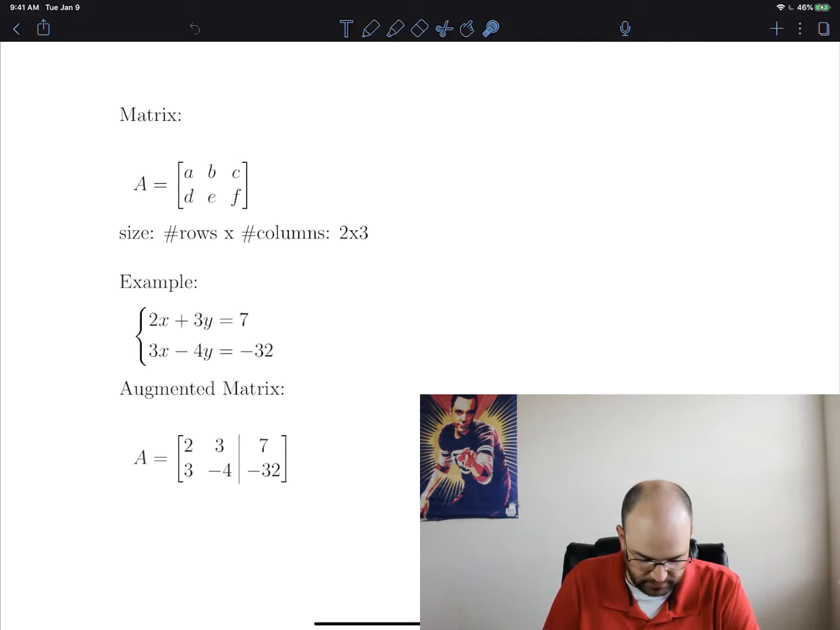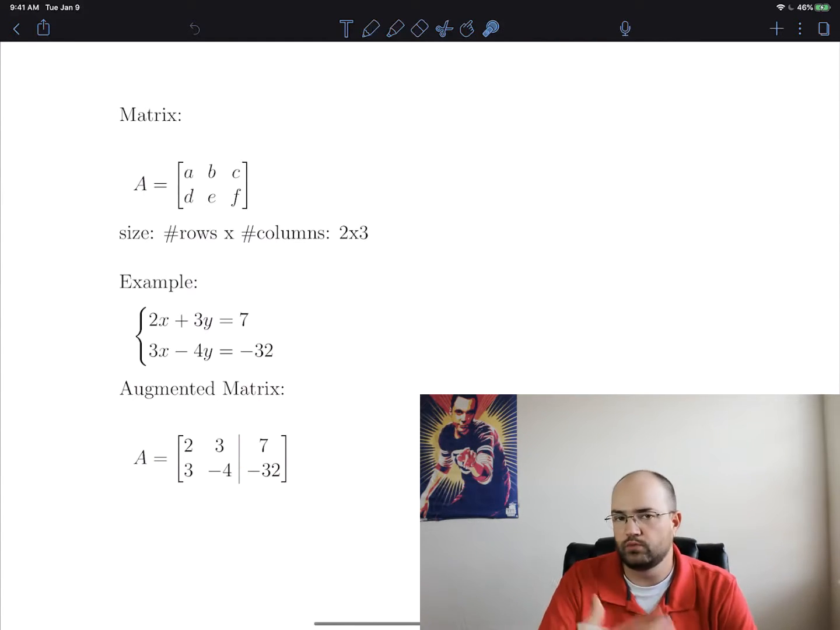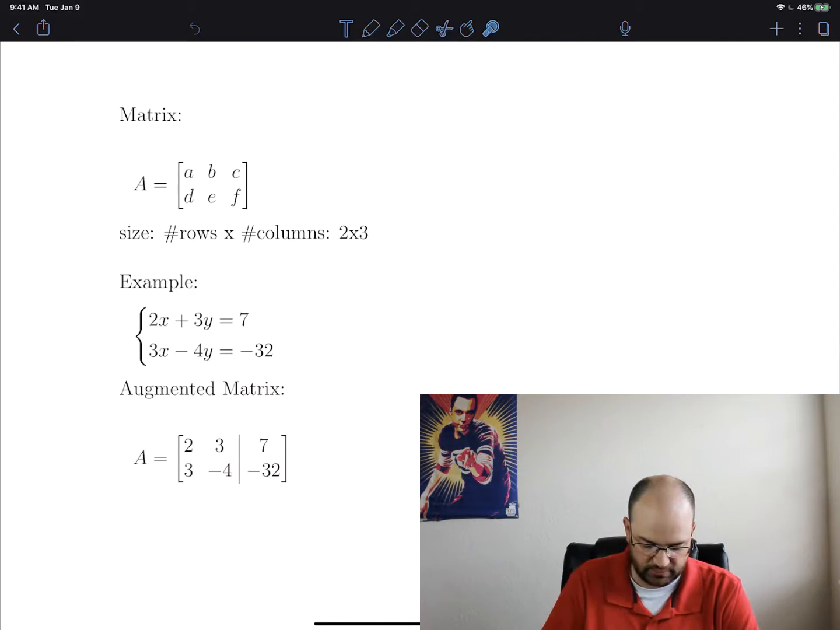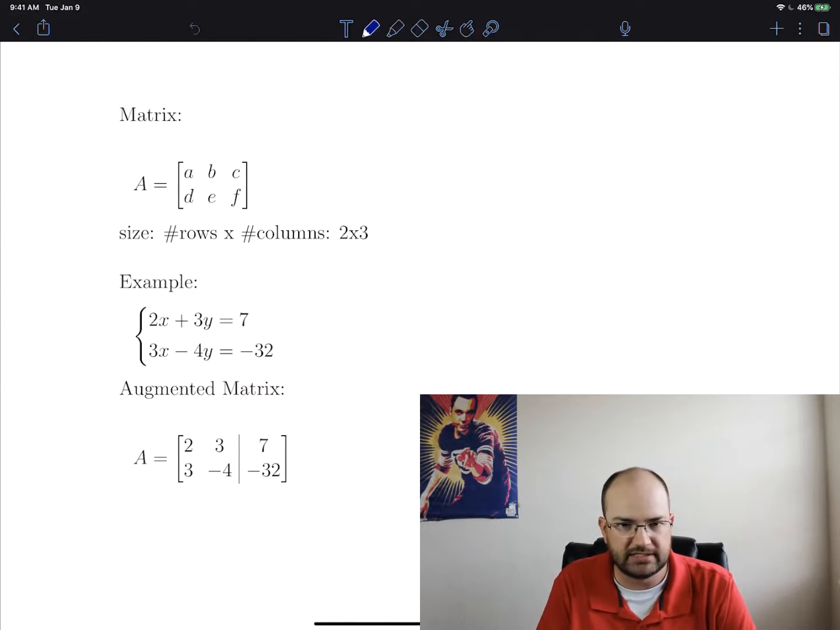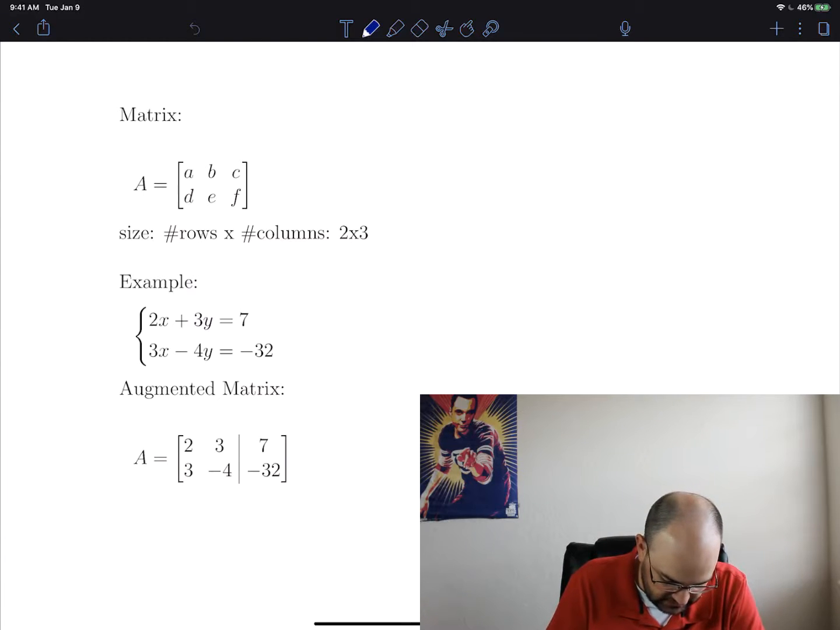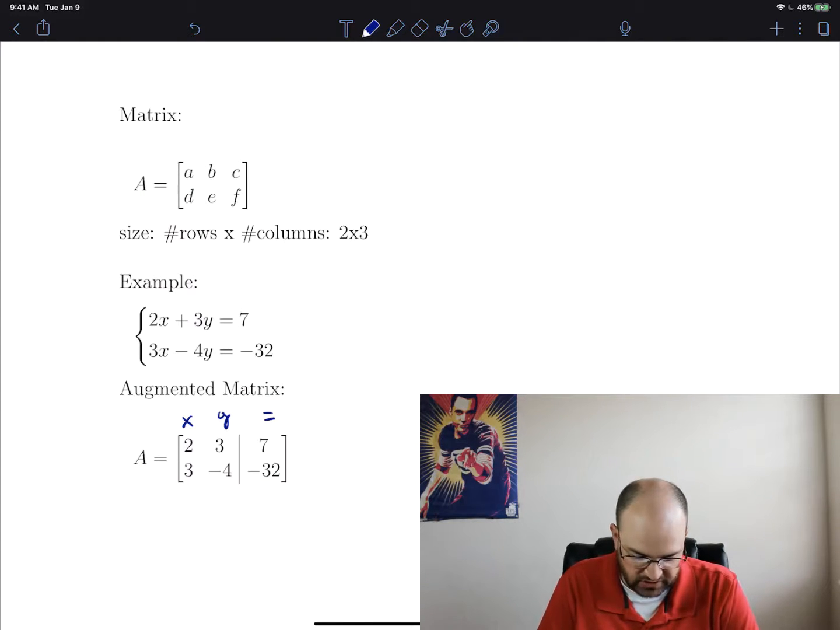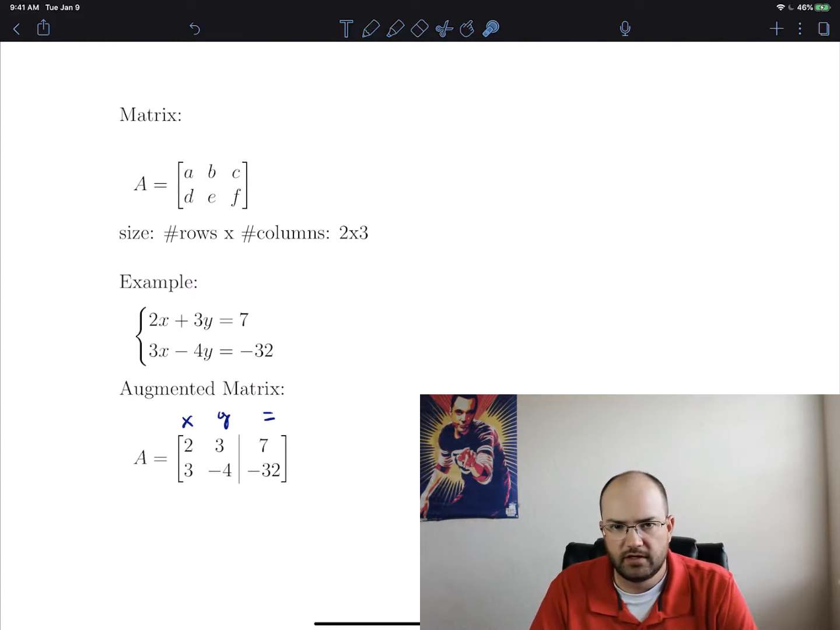And what that means, well, first of all, by the way, in your calculator, you won't see this vertical line, but when we're writing down augmented matrices, we like to put this vertical line there. But with augmented matrices, each of these columns means something. It means either x or y or what it's equal to. Notice that we just don't put in x's and y's and equals. But that really helps us a lot because this allows us to type this into something that a computer can use. Because 2, 3, 7, 3, negative 4, negative 32, it's just numbers. That's all it is. Okay, so there you go.